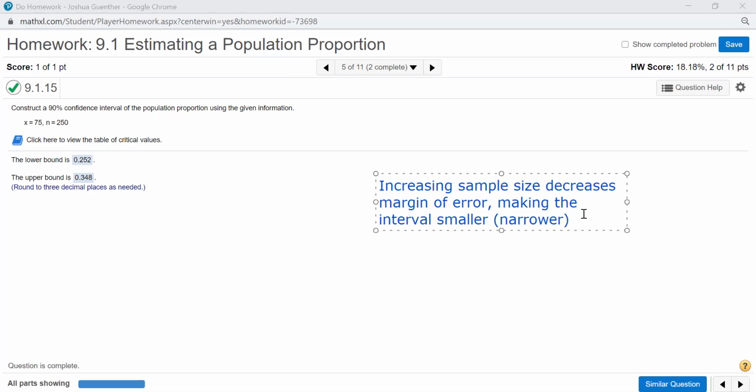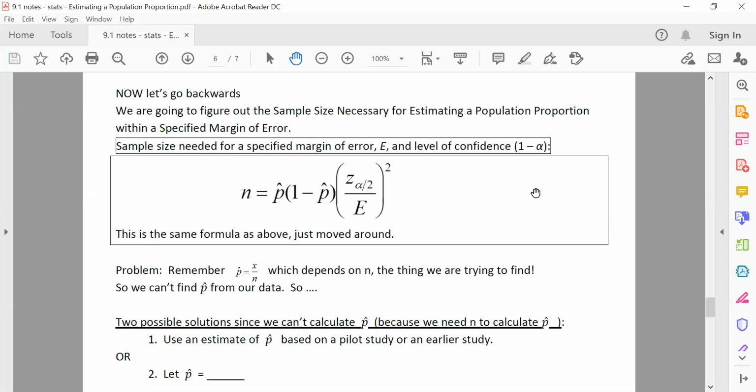In fact, the sample size has so much bearing on the margin of error and how wide the confidence interval is going to be, that the sample size is something we can be interested in figuring out. How large a sample size do I need to get this margin of error to be this accurate? Well, that's what this little beauty is going to be here. It looks bad. We're going to figure out the sample size necessary for estimating a population proportion with a specified margin of error.